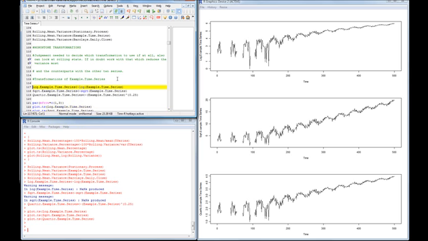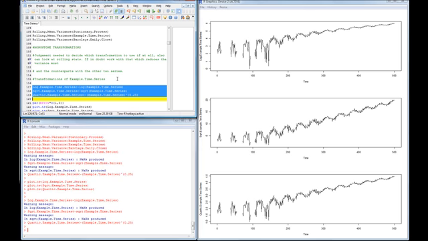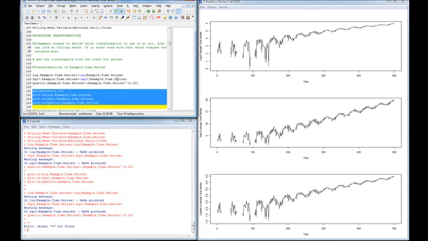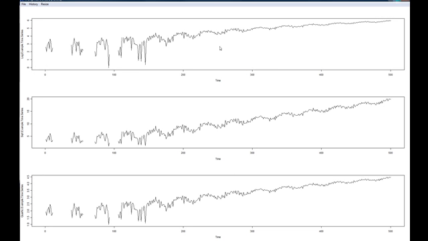Okay, so let's do that. As I said before, we can't apply these transformations to the stationary process because it's got negative components to it. But let's look at the log, square root, and quartic of our example time series. And let's look at the plots that correspond to that. Okay, so here are the plots.